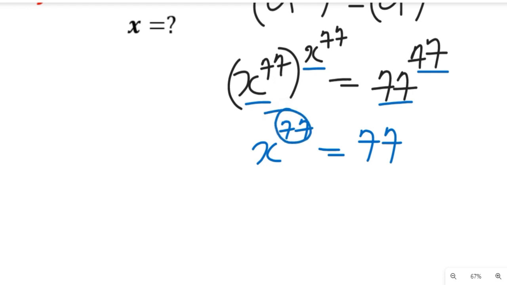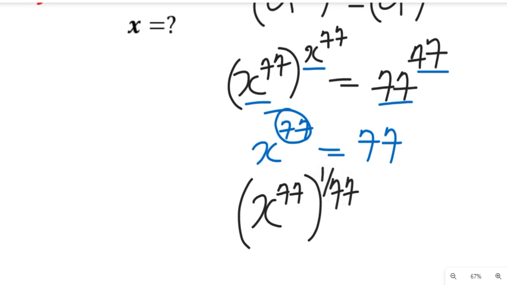Now we've arrived at a point where we need to simplify further, and the next simplification is to see how we'll clear this 77. It's more like a big obstacle to this solution. So what we are going to do is to multiply through once more with the power of 1 divided by 77. So this will give us x to the power of 77 raised to the power of 1 divided by 77, and this will be equal to 77 to the power of 1 divided by 77.